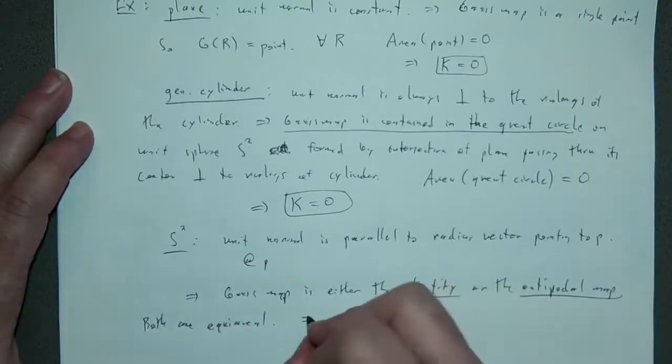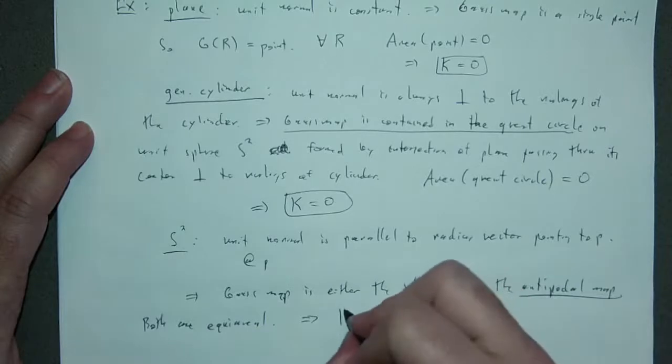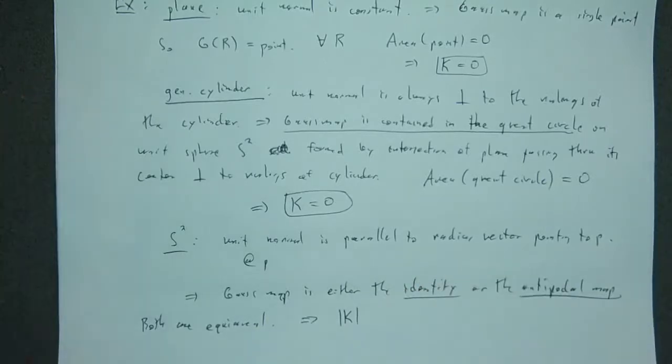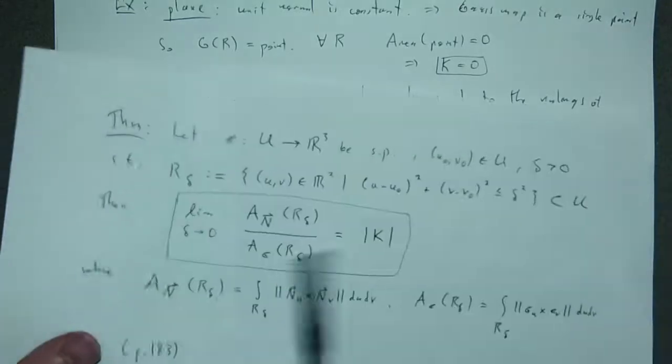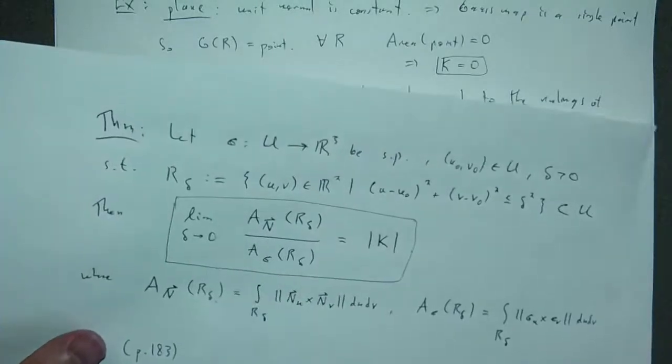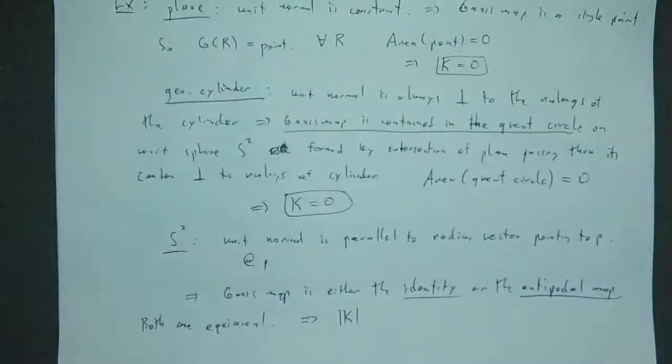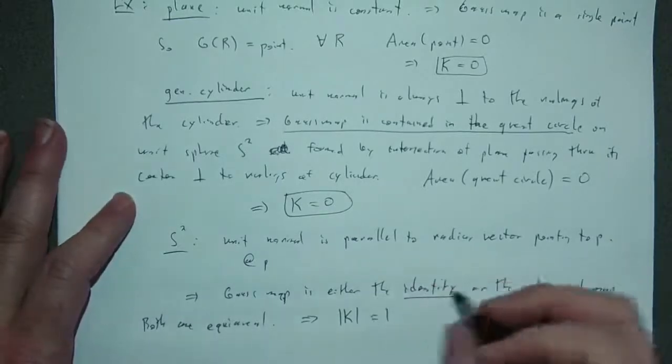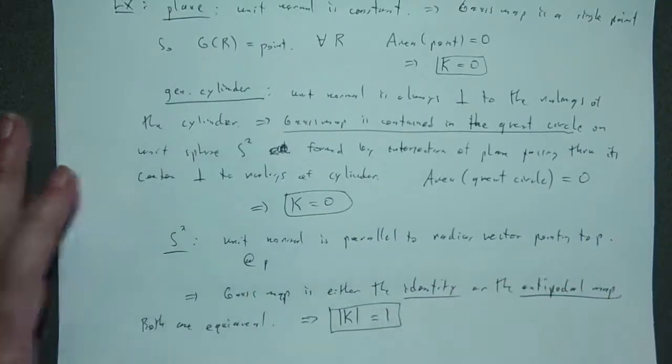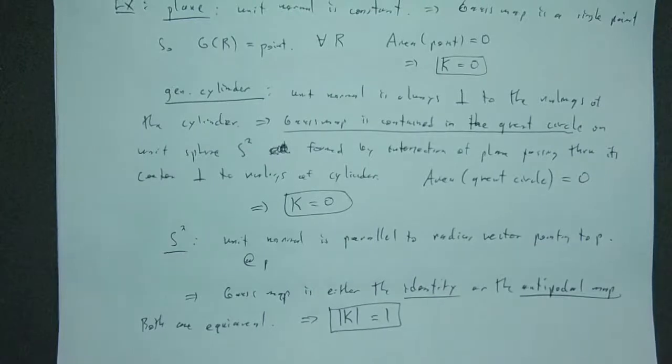Well, when I say that thing, I mean this quotient. What does this have to be? Well, since the area is not changed, that quotient has to be 1. So I know that the absolute value of k is 1 from this. How do I actually get that the Gaussian curvature itself is 1?